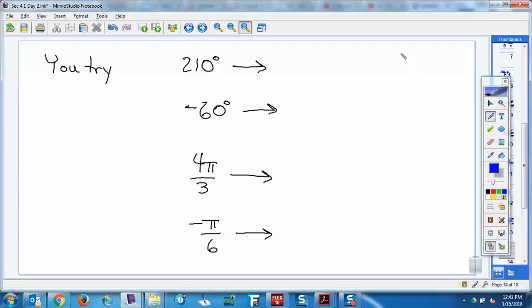So we're either substituting a 180 in for pi, or we're multiplying by pi over 180. Those are the two strategies. We're substituting a 180 in place of a pi, or we're multiplying by pi over 180.